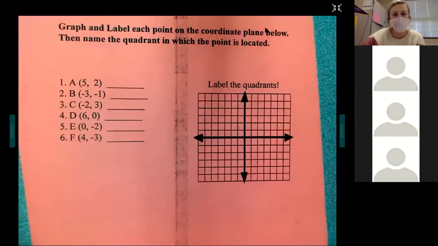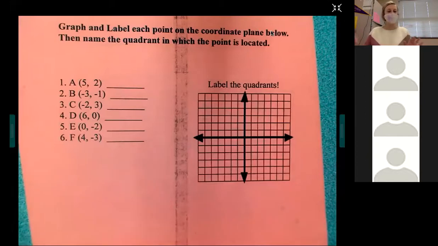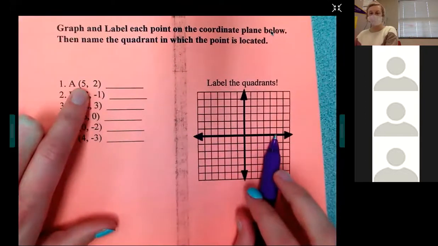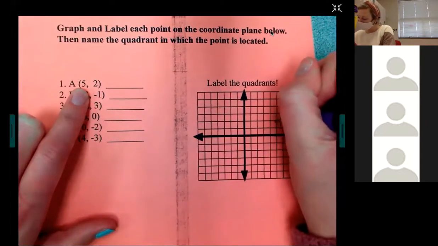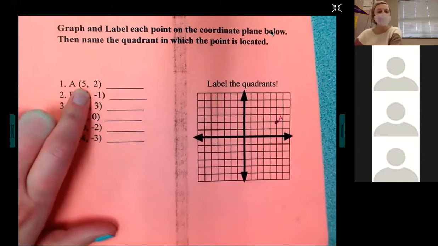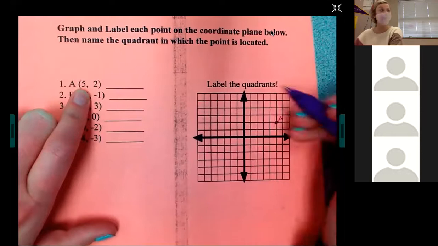All right, my people at home, I'm going to go over this. So graph and label each point on the coordinate plane. I'm just going to do it, and y'all can tell me if it's right or wrong, okay? For (5, 2), did y'all go right 5, up 2? So there's A. So what quadrant is A in? 1. 1, because it's in the top right.